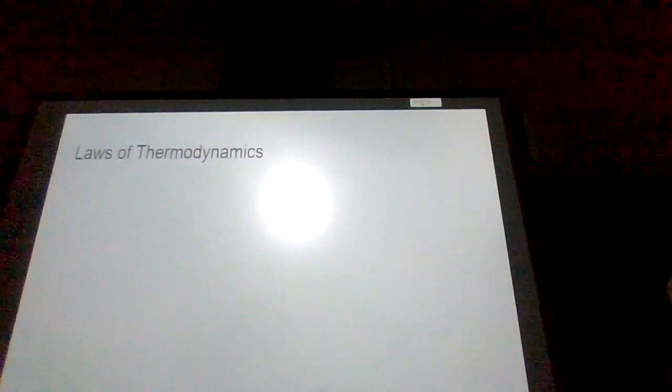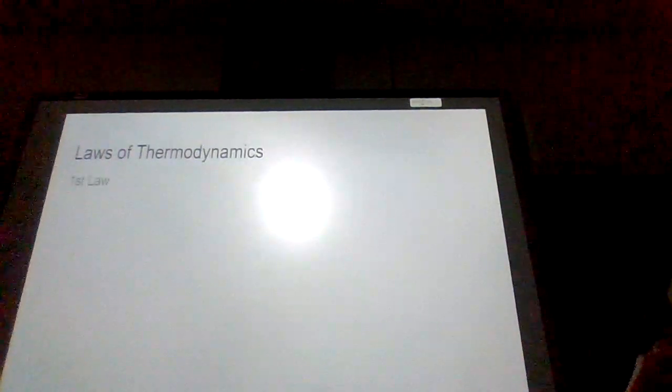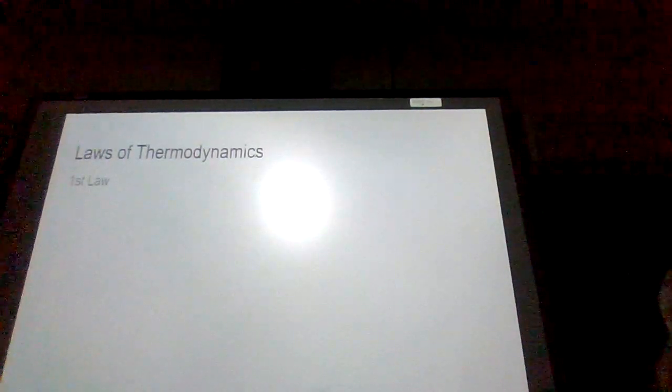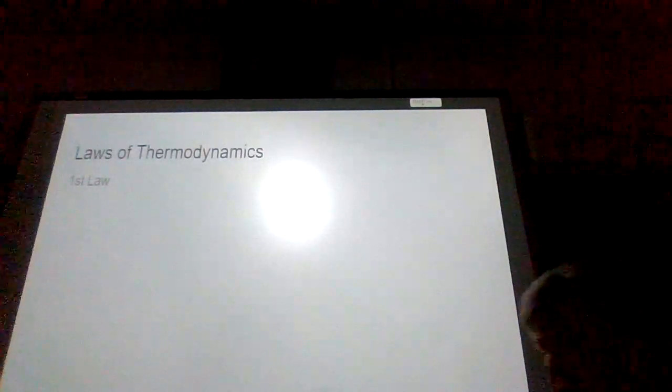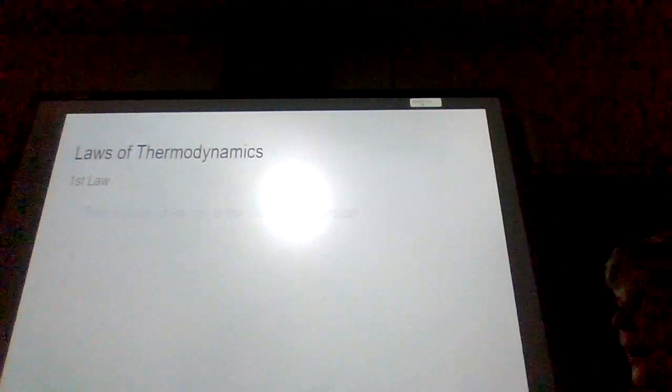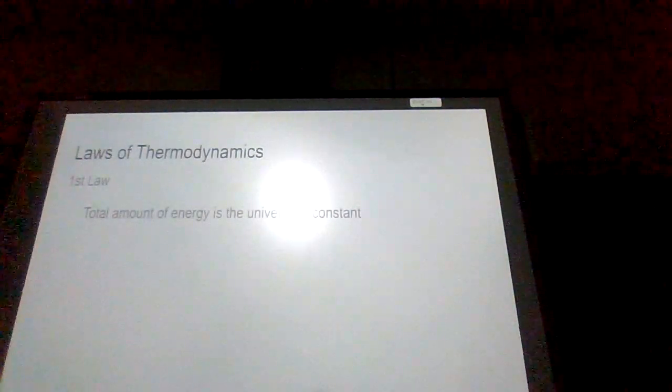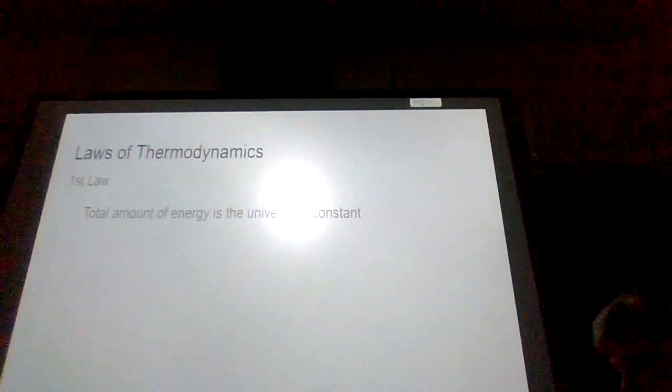Okay, laws of thermodynamics. How many of you know the laws? How many of you at least heard these at one time or other? Maybe? Okay. First law of thermodynamics. Again, how energy is moving. So the total amount of energy in the universe is constant.